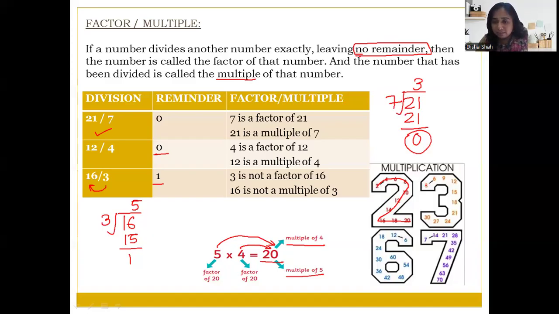Similarly, here the multiples of 3 are 3, 6, 9, 12, 15, 18, 21, 24, 27, 30. Here I have written the first 10 multiples of 6, and here also I have written the first 10 multiples of 7.